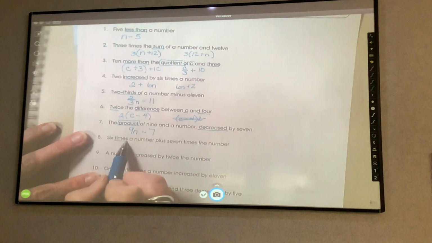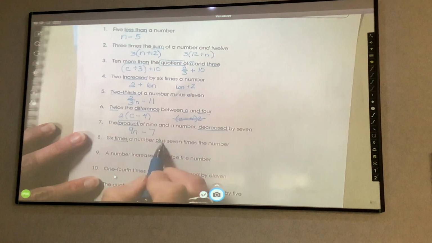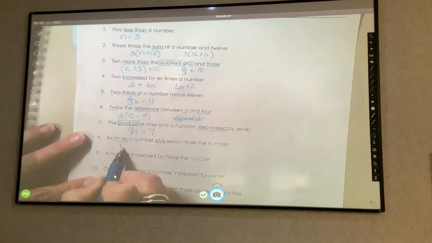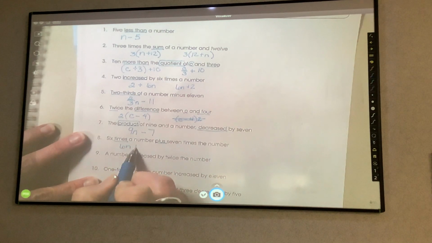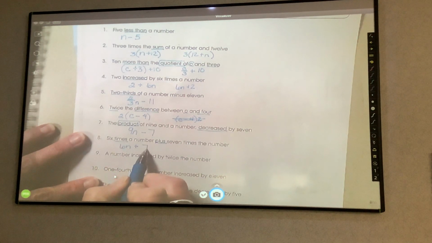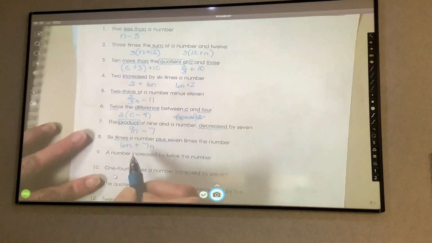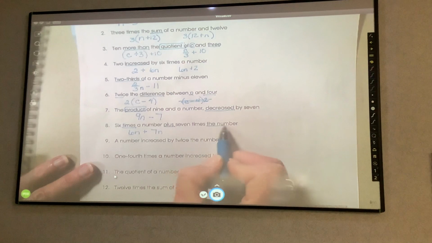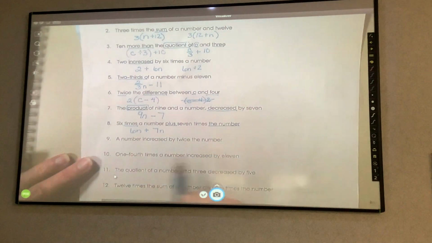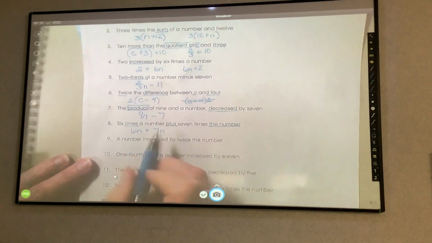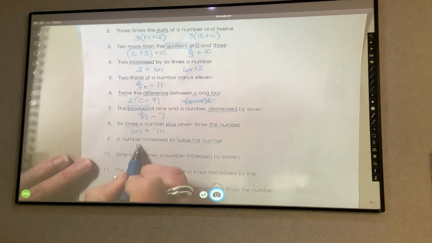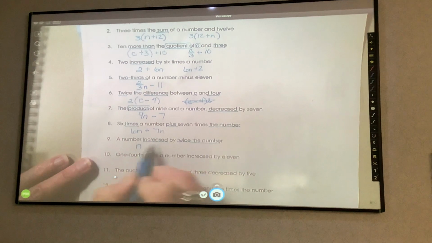6 times a number, so plus 7 times the number. So 6 times the number plus 7 times the number. I'm using the same variable because it's the same, keep saying times the number. A number increased by twice the number. So a number increased is added by twice the number.